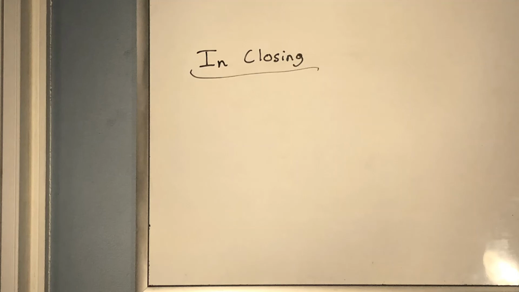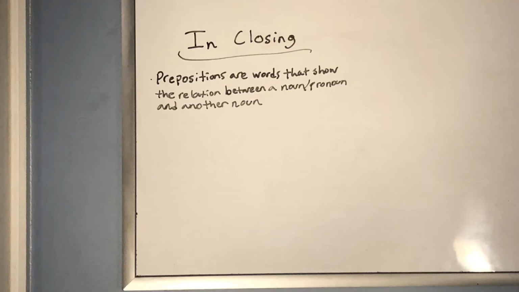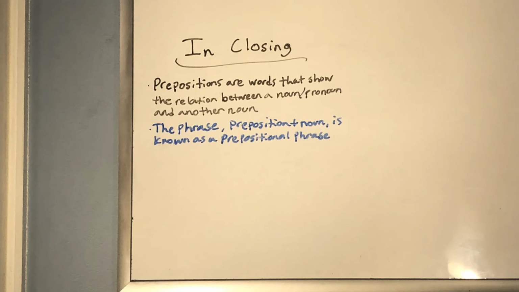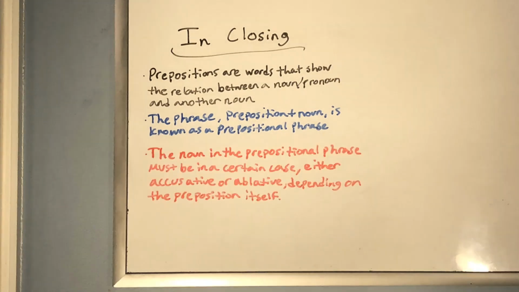Now I've gone over everything, let's wrap this thing up. Let's bring her home. So, in closing, prepositions are words that show the relation between a noun/pronoun and another noun in the same sentence. This phrase, the preposition plus the noun, that is known as the prepositional phrase. The noun in that prepositional phrase must be in a certain case which is governed by the preposition. That will be either accusative or ablative, and that is depending on the preposition itself.